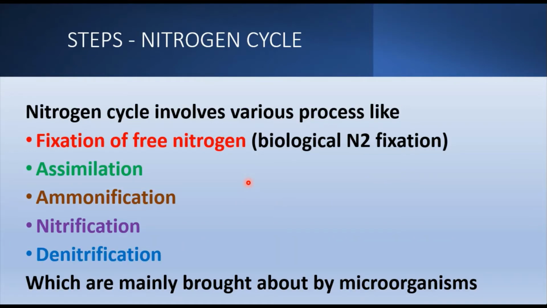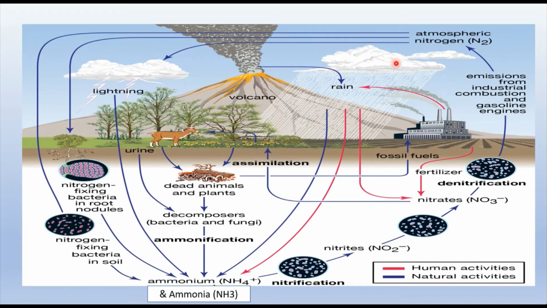So in the nitrogen cycle, the overall process of nitrogen cycling is going to be classified into 5 major steps. The first step is going to be called fixation of free nitrogen, or the biological nitrogen fixation. The second one is assimilation. Third one, ammonification. Fourth, nitrification. Fifth one is denitrification. And we have to remember all these processes are going to be mainly brought about by the microorganisms only. So if you see this figure, we can see the 5 steps.